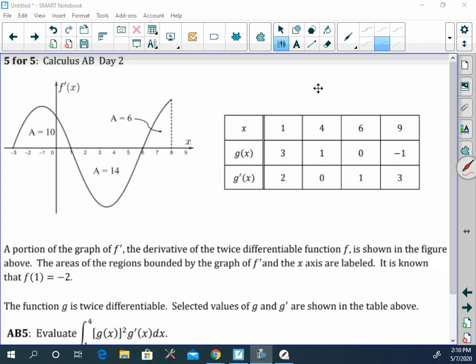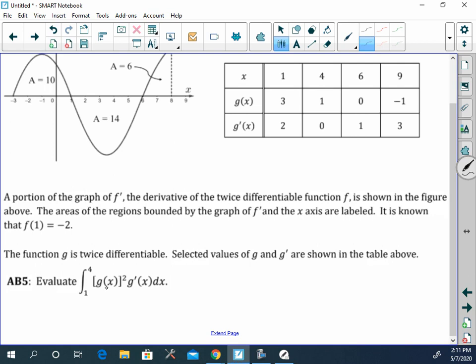When I glance at it, it looks like a U substitution problem. So that's the route I'm going to go, and we're going to see how it works. Now, typically, you make your U what's in the parentheses, so let's try that. So we're going to make the U the g of x.